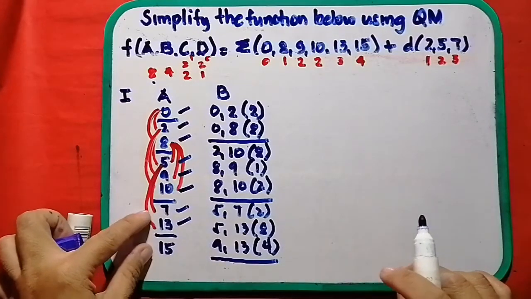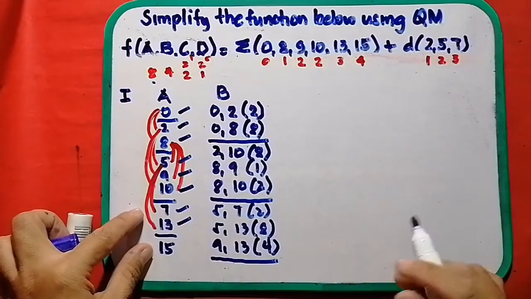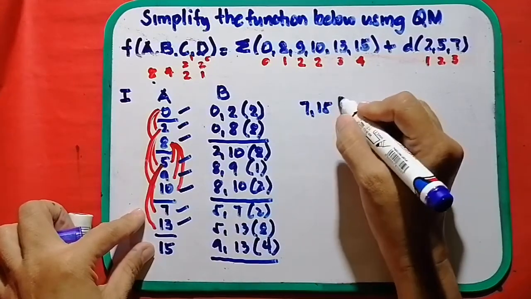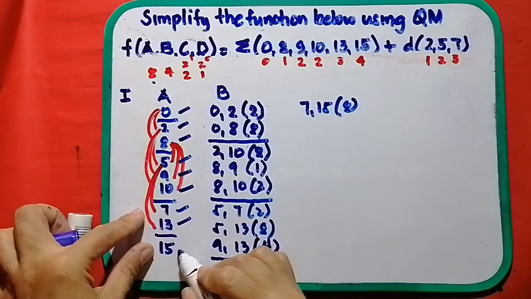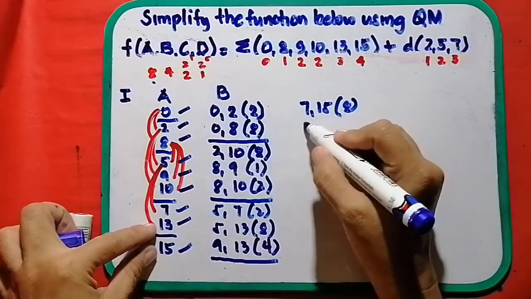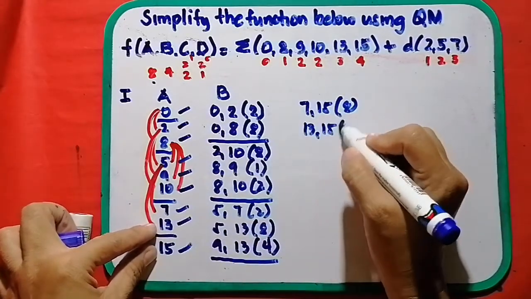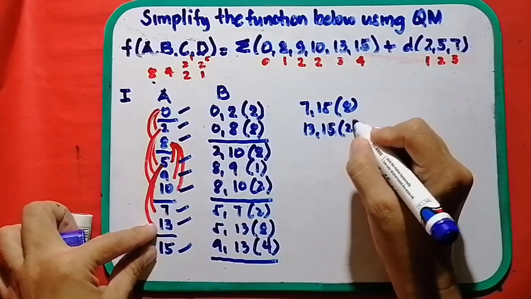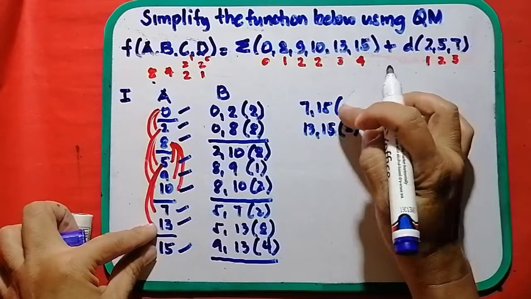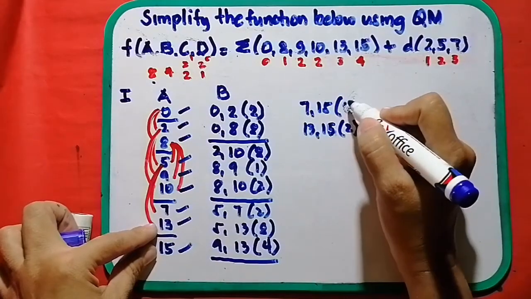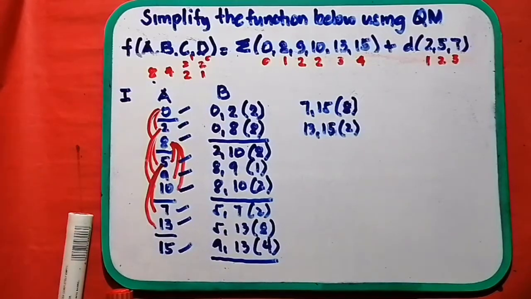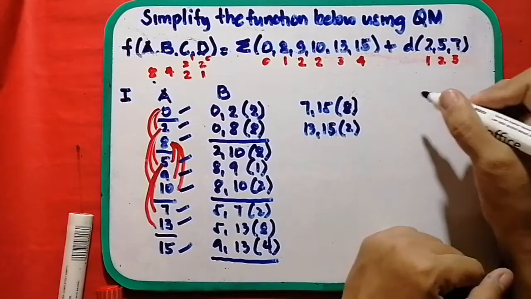Next, we compare 7 and 15. So, 7, 15, a difference of 8. So, you put a tick mark. 13, 15, a difference of 2. Okay, let me clear this out. So, that's 8. Okay, a difference of 2. Okay, since we're done, we go now to column C.